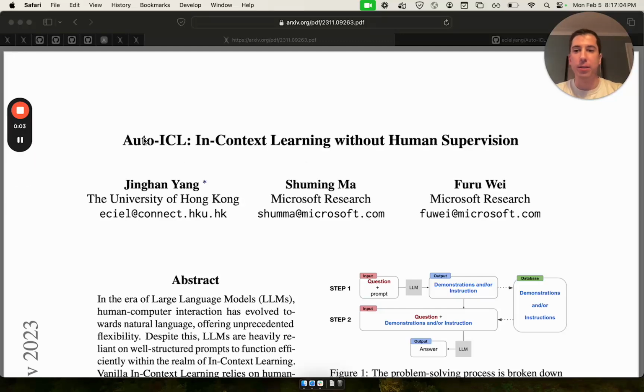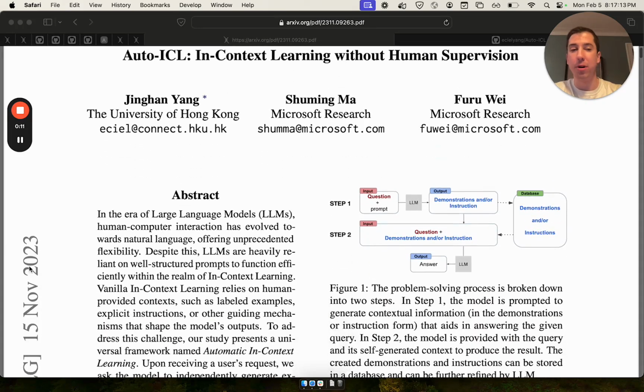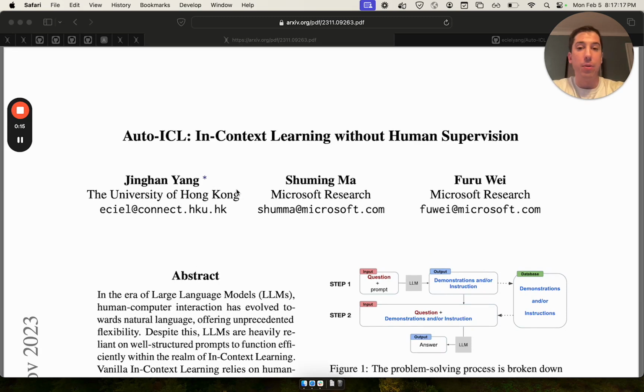Today I'm looking at this paper, Auto-ICL: In-Context Learning Without Human Supervision. This is a paper out of Microsoft Research from November of 2023. And the important idea here that they propose is that you can get the benefit of in-context learning without any of the manual effort to curate the context that you will be sending to your language model.